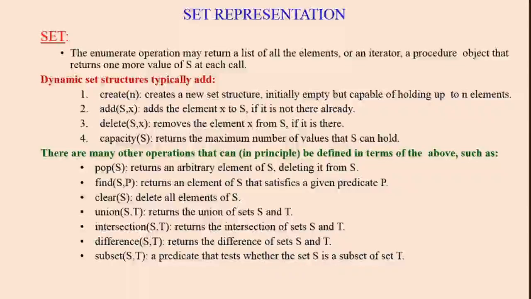Then the other one is union of S comma T. This will return the union of sets S and T. Then the intersection of S comma T. This will return the intersection of sets S and T. Then the difference of S comma T. This will return the difference of sets S and T. Then the last one is subset of S comma T. It is a predicate that tests whether the set S is a subset of set T.